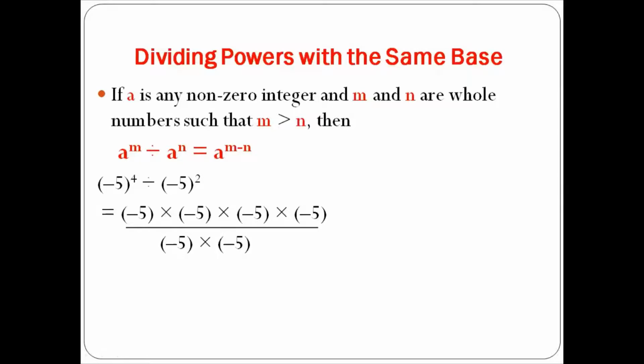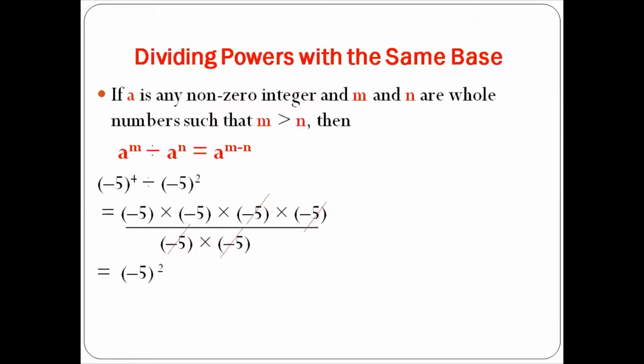And same way in the division, we'll write minus 5 raised to power of 2 this way, minus 5 multiplied by minus 5. Now we are going to cancel the common factors. So we'll cancel minus 5 in numerator and denominator, and same way another minus 5 in numerator and denominator. Now we have got this minus 5 multiplied by minus 5, which can be written like this, minus 5 raised to power of 2.